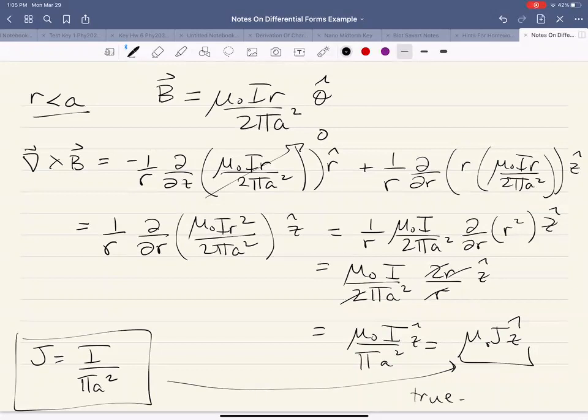So del cross B is equal to 0 when you're outside the wire because there is no current density outside the wire. And when you're inside the wire, del cross B is equal to mu naught J, where J is the current density or the current per unit area. Okay? All right. Well, I hope that helped. I hope it made sense to you, and I'll see you in class.